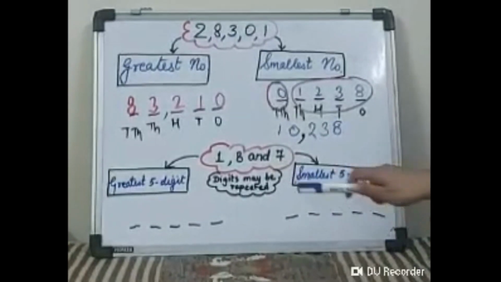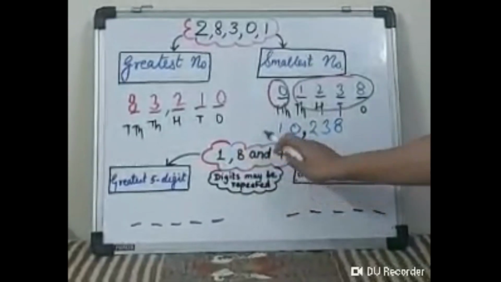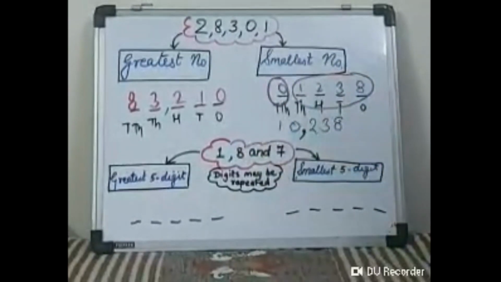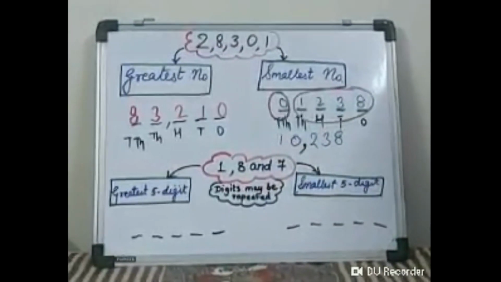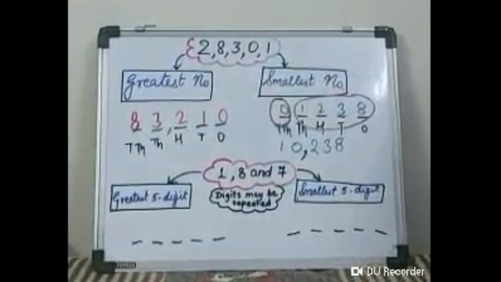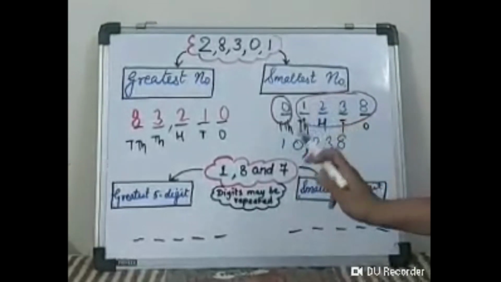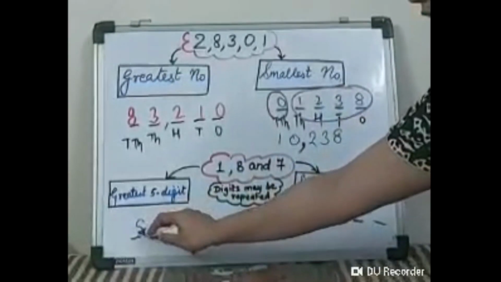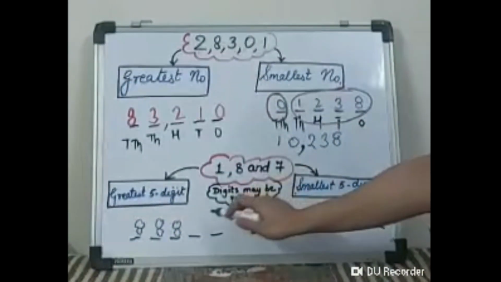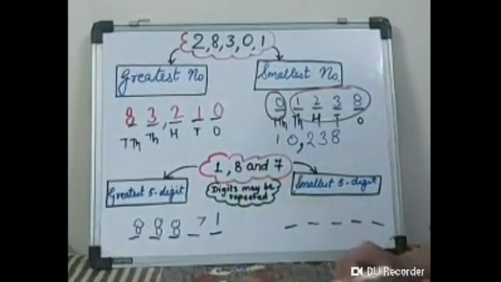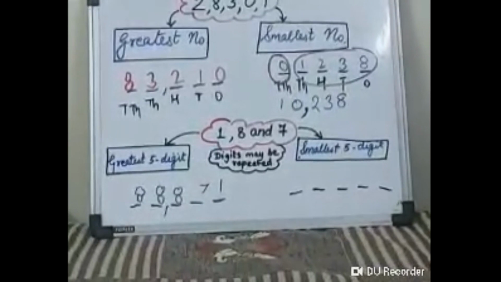Since over here repetition is allowed, which is my greatest digit over here? It is 8. I have 3 digits with me. So what am I going to do? I am going to repeat the greatest digit over here 3 times according to the condition. So it will be 8, 8, 8. After that 7 and finally 1. My number will be called 88,871.